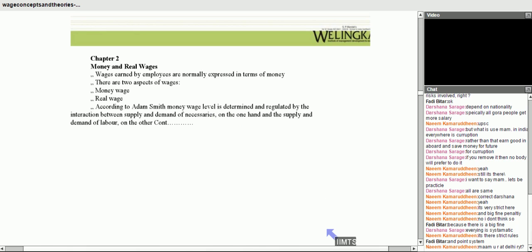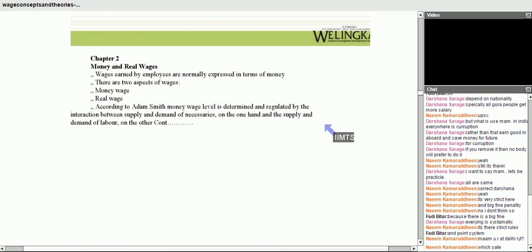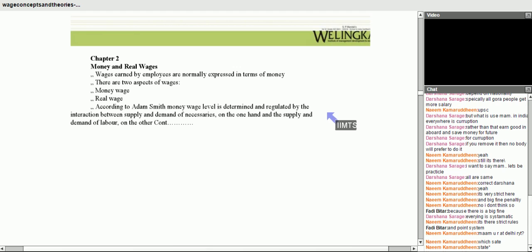Yes, Naeem. I'm in Gurgaon actually, adjacent to Delhi. It's a city surrounding Delhi. Like Delhi is in the center and it's surrounded by 4 cities. So it's one of those. Haryana. It's Haryana.